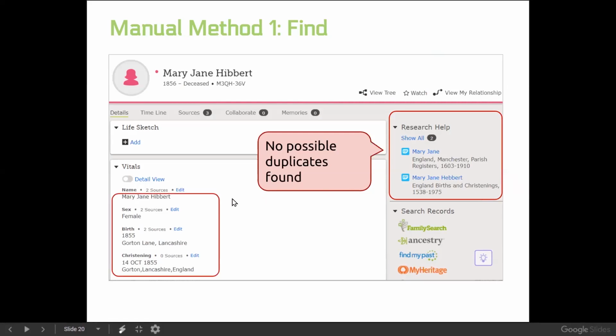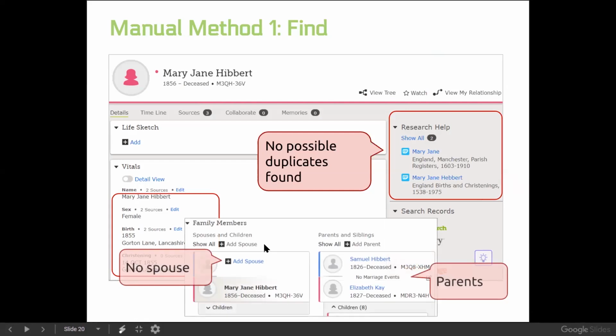Basically, it would have used her name and it would have used her birth and christening information. So we've got 1855 in Gorton, Lancashire. Then it also would have used the family members. It would have used the fact that there's no spouse, and it would have used these parents. So the duplicate search looked in Family Tree and didn't find a record that was similar with this information, and so it did not flag any duplicate.